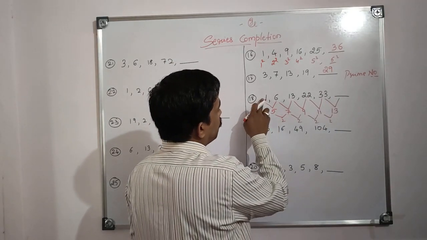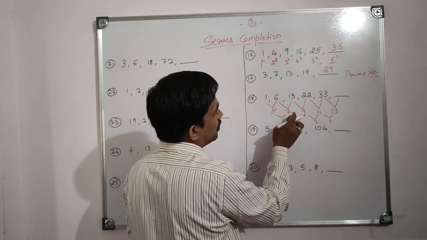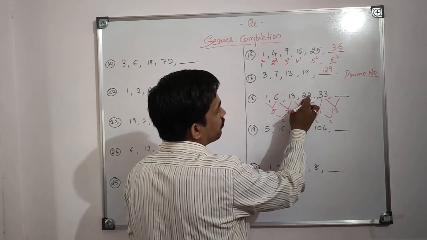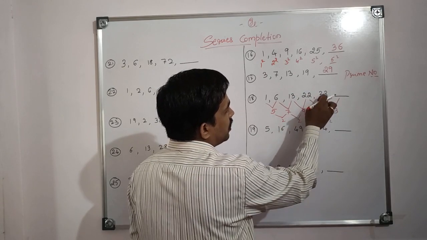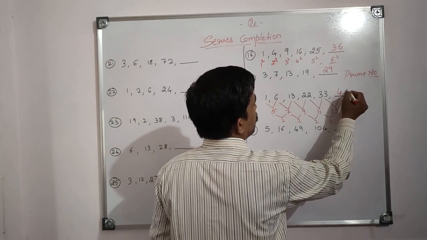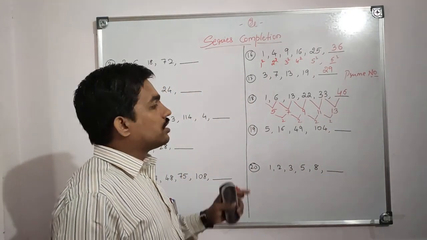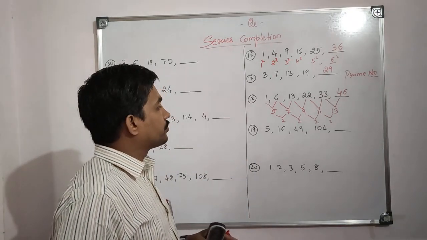Now 1 plus 5, 6, 6 plus 7, 13, 13 plus 9, 22, 22 plus 11, 33, now 33 plus 13, it should be 46. Our answer is 46. Including patterns you have to write.